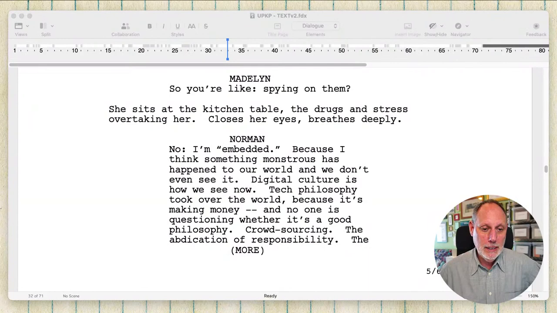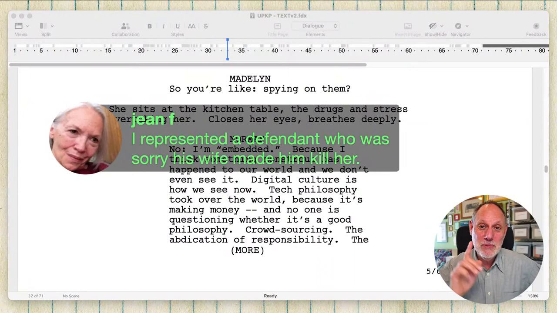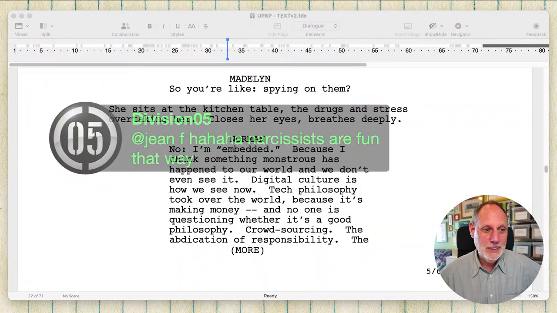All right, Gene has made a very good insight here. A defendant who was sorry his wife made him kill her. Yes, exactly. Wow. Yeah. Okay.